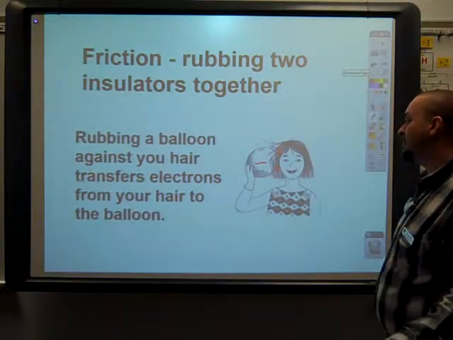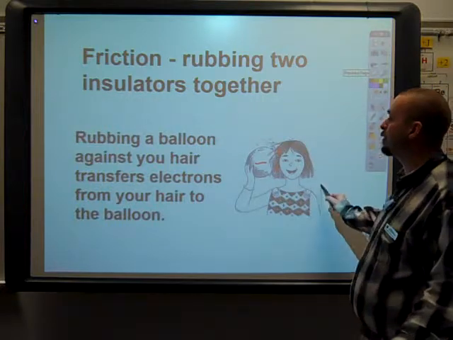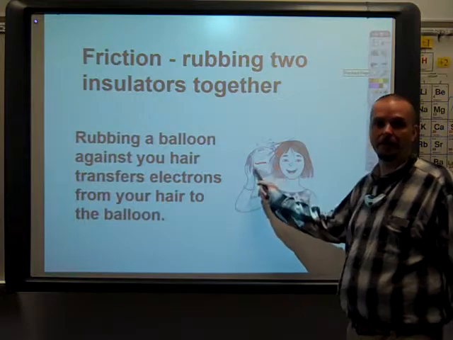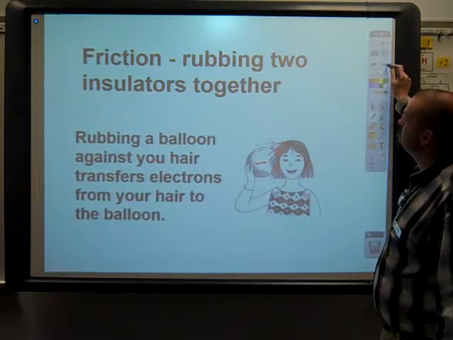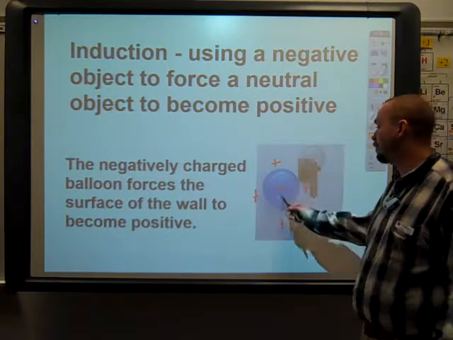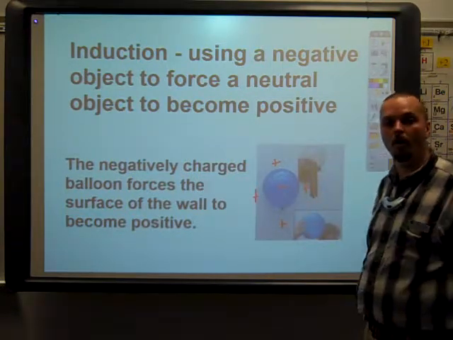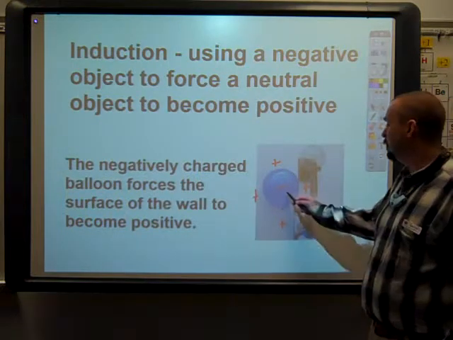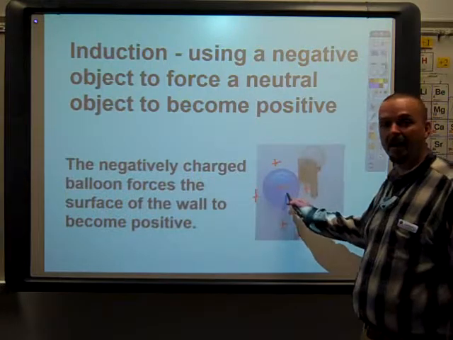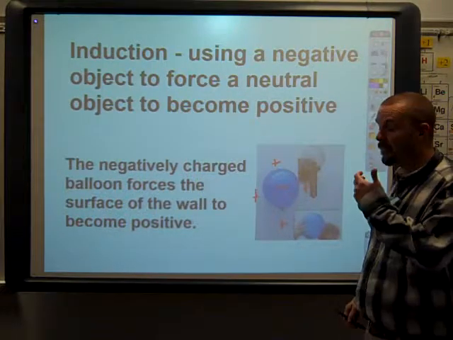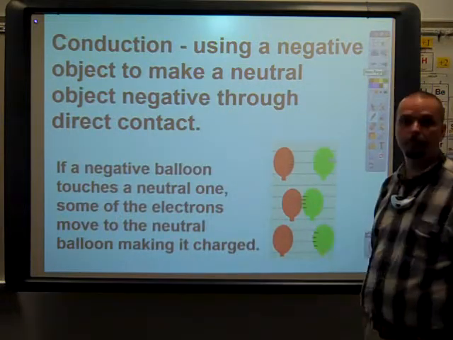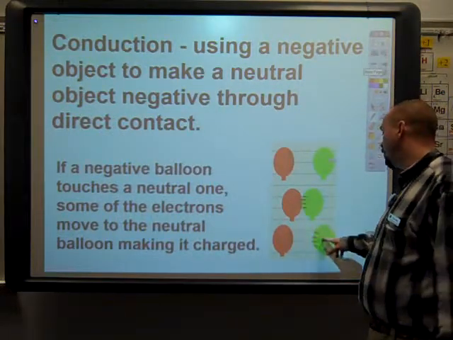Some major things to consider: what you start with, what you end with. In friction, you start with two neutral objects. You end with a positive and a negative. In induction, you start with a negative object and a neutral object. The negative one was the balloon, the neutral one was the wall. When they're done, the balloon stays negative, the wall becomes positive. Again, remember, this one does not involve direct contact. It's the only one that doesn't. In conduction, you start off with a negative and a neutral, and when it's all done, they both become negative.